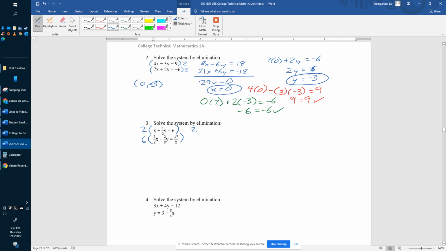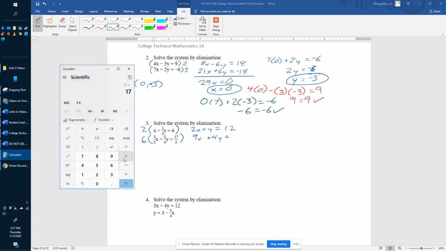So we have 2x plus y equals 12. Then we have 9x plus 4y equals 17 times 3. I don't know that one off the top of my head. 51.